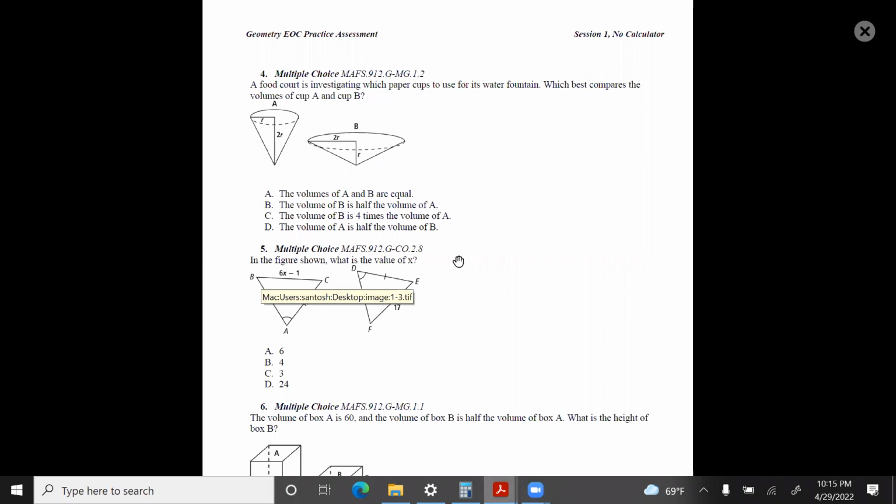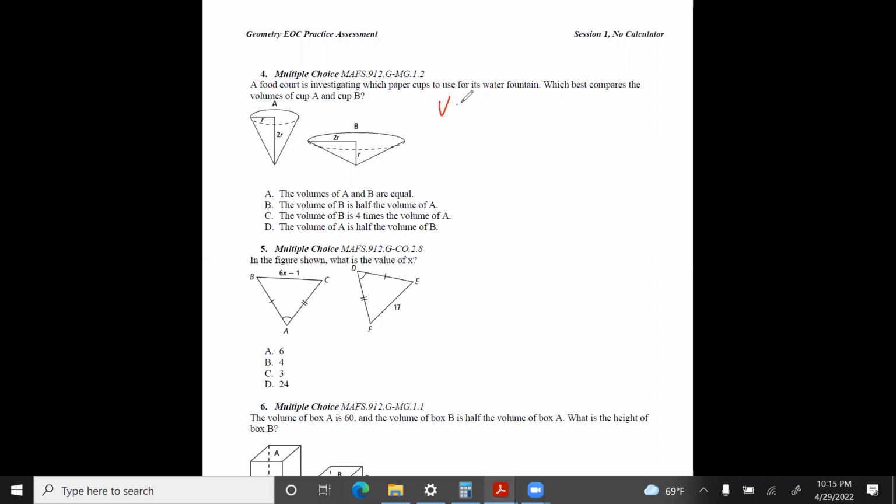Now, on to number 4 and 5. On number 4, it says a food court is investigating which paper cup to use for its water fountain, which best compares the volumes of cup A and cup B. So they gave us some dimensions of each of our cups. Both cups are in the shape of a cone.